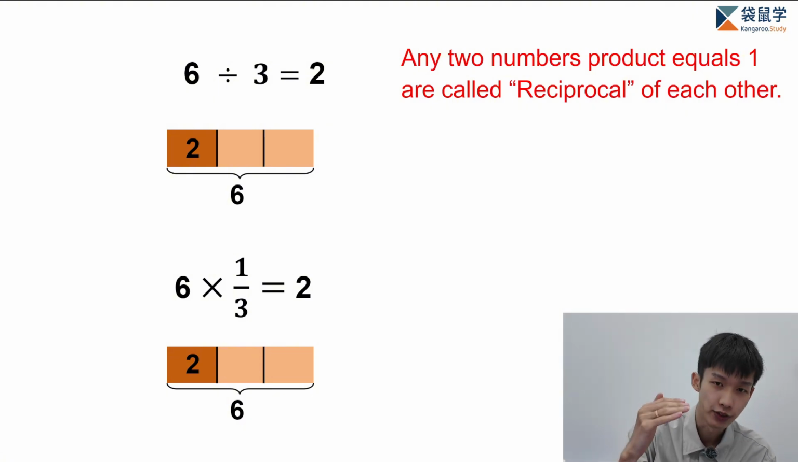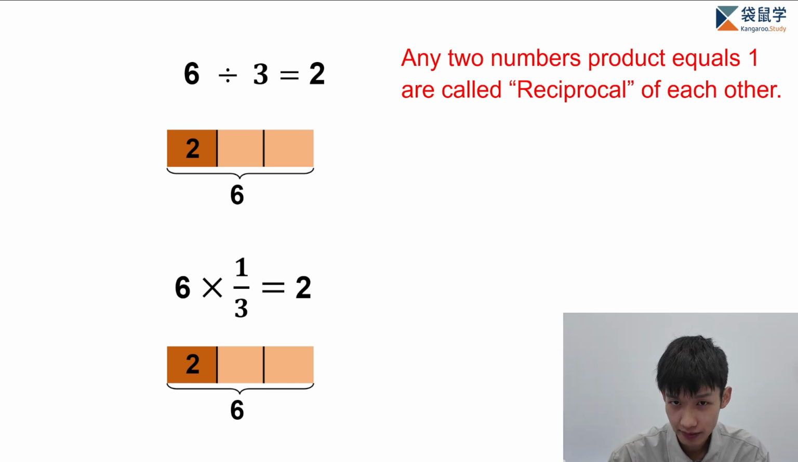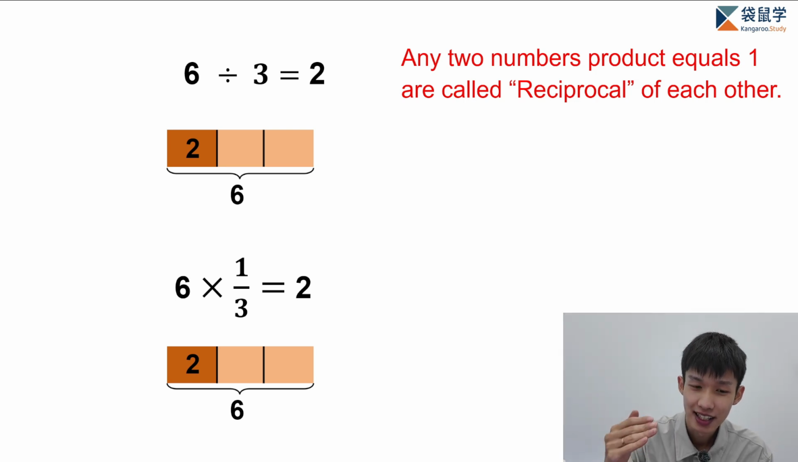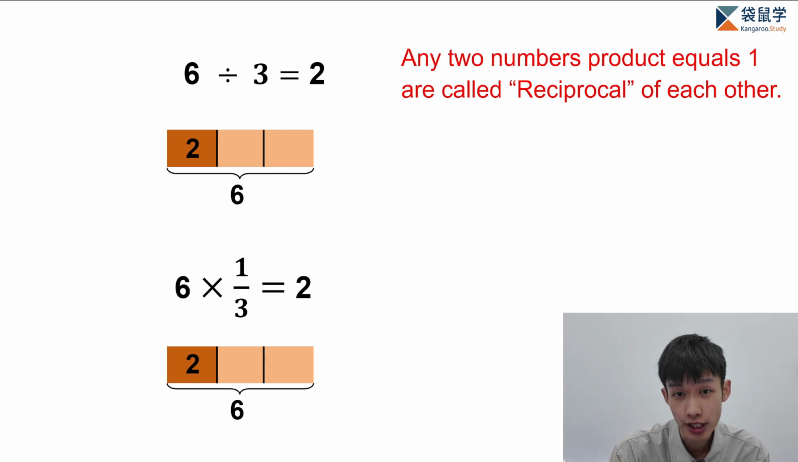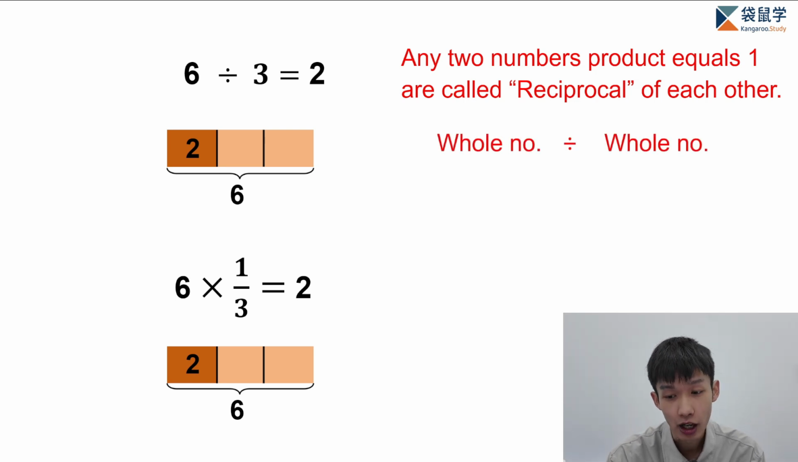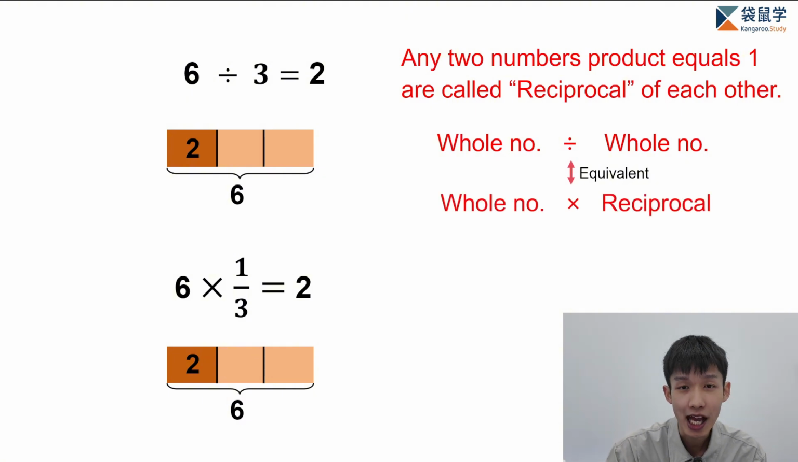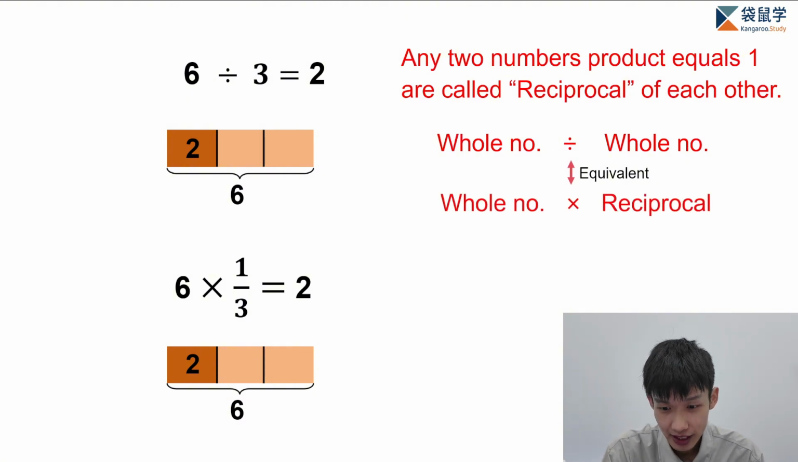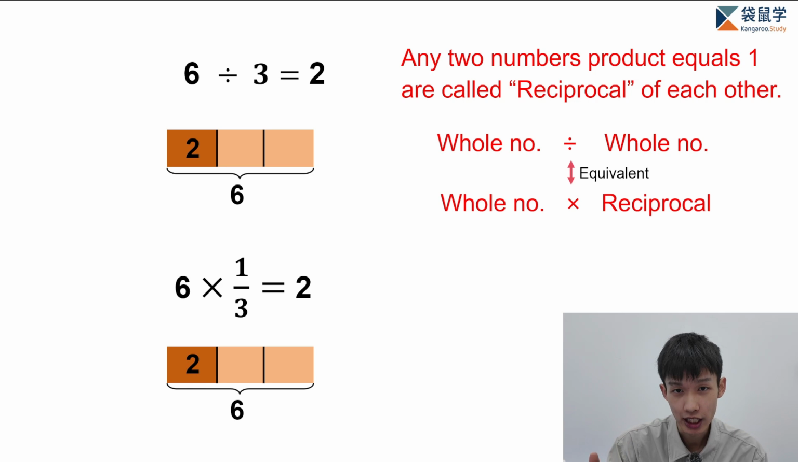Now, what is the relation between 3 and 1/3? We can see that 3 and 1/3 are called reciprocals. So from these examples, we can know a whole number divided by a whole number is equivalent to a whole number times its reciprocal.